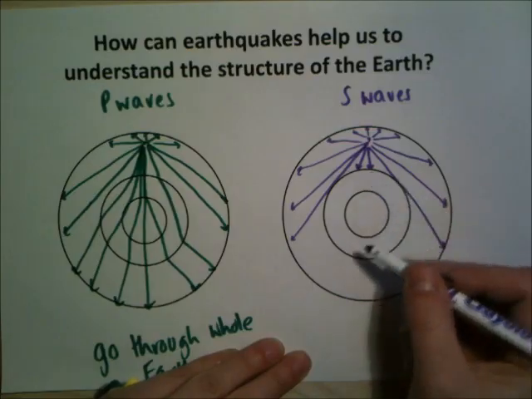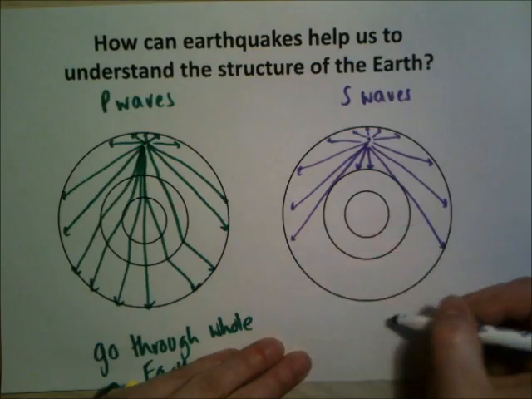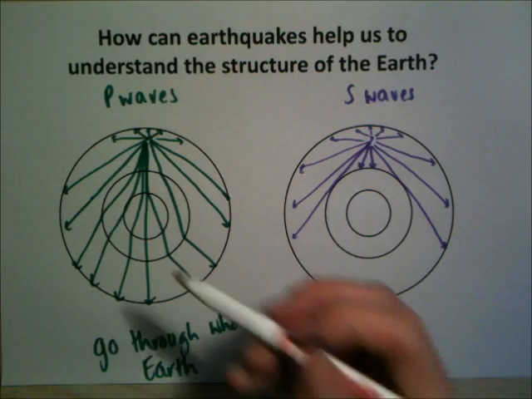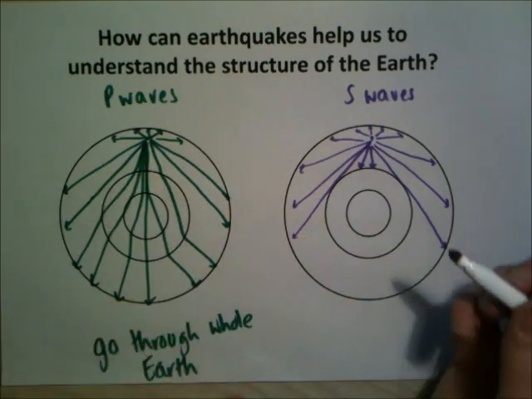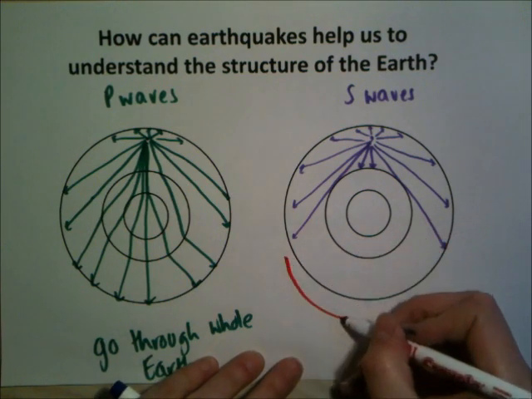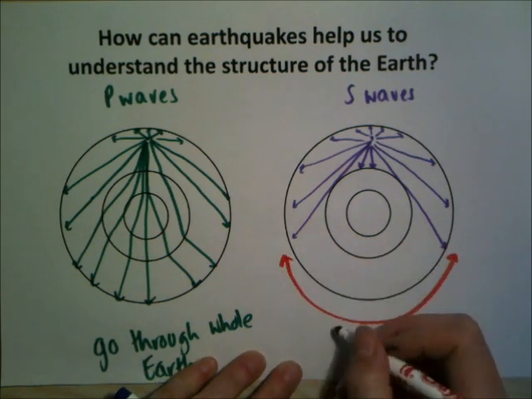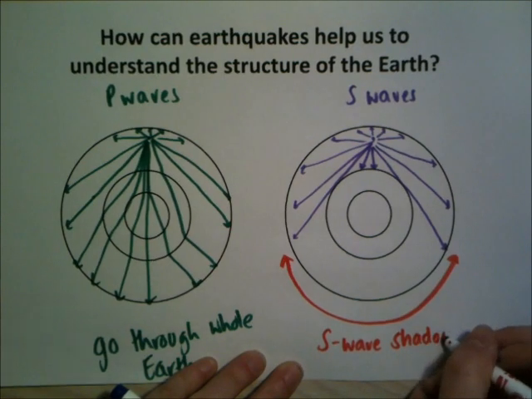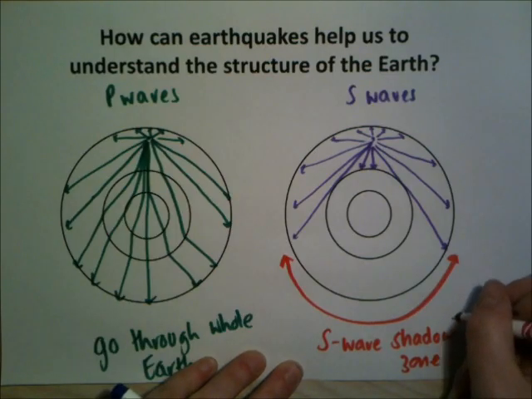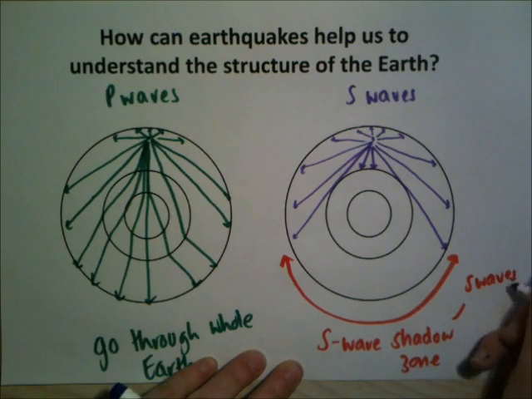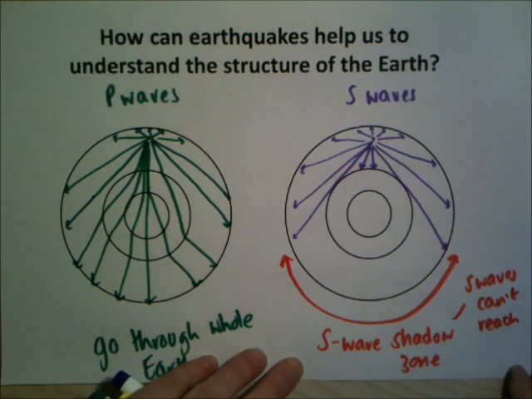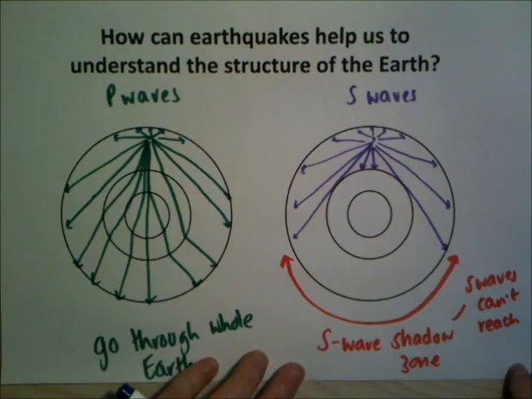And so S waves can't get to this portion of the Earth, because to do that they have to go through a liquid, and they can't bend, they have to go in a straight line, unless they refract at a boundary. And this causes something called an S wave shadow, or an S wave shadow zone to be precise. And this is an area where S waves can't reach. Now, this tells us that there must be something liquid in the centre of the Earth. So we know that the core has to have a liquid part.